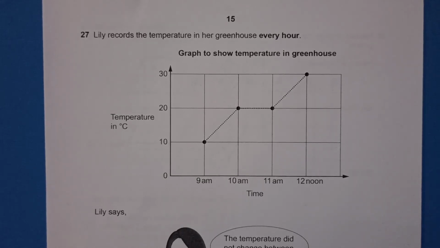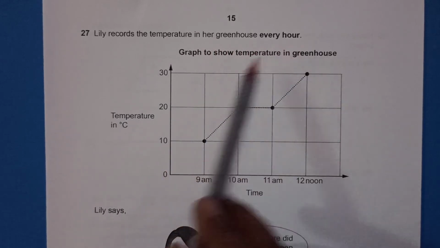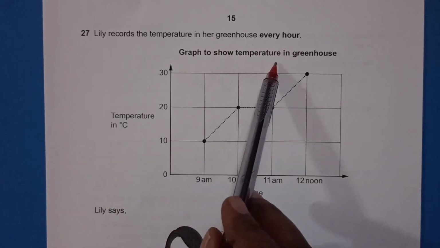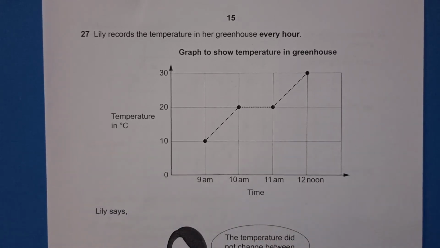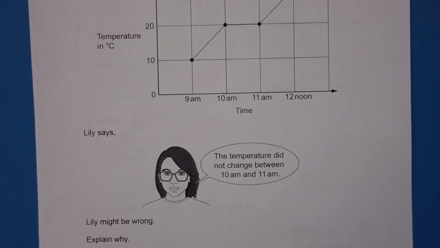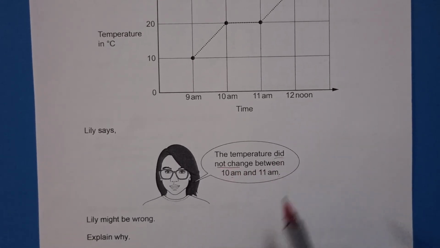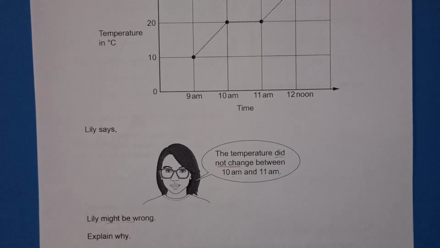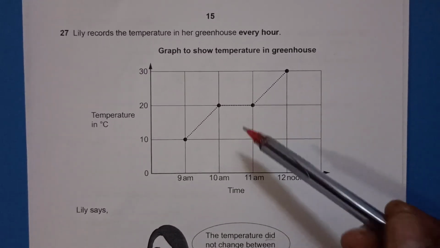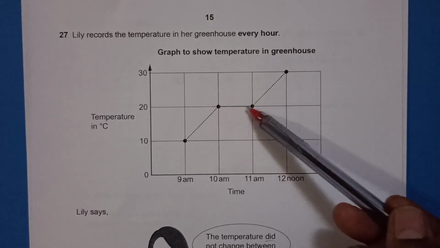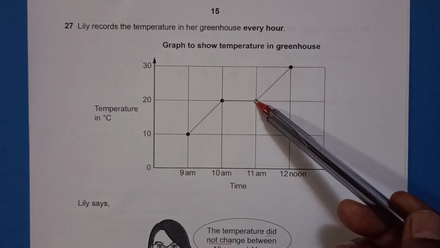Question number 27. Lily records the temperature in her greenhouse every hour. This is the graph given to show temperature in the greenhouse. This is temperature here, time here. Lily says the temperature did not change between 10 and 11. Lily might be wrong. Why? If you look at the graph, between 10 and 11, it shows the temperature is 20, but there is no other information given.